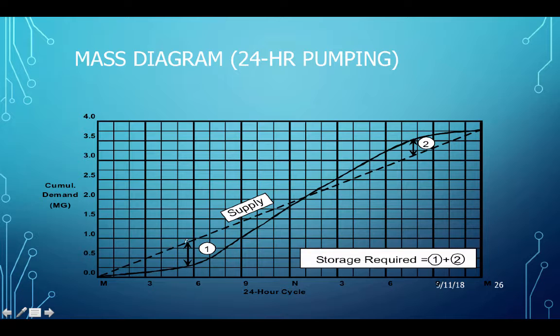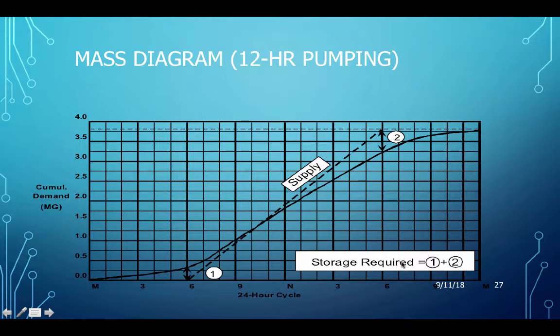If we look at these two plots, there's a location here where the two lines are farthest apart on this side, and the two lines are farthest apart on this side. In the case of this point 1, if we subtracted demand from supply, we get a positive number. And at point 2, if we subtracted demand from supply, we'd get a negative number. So we take the biggest negative and the biggest positive, absolute value of them, add them together, and that's the required storage.